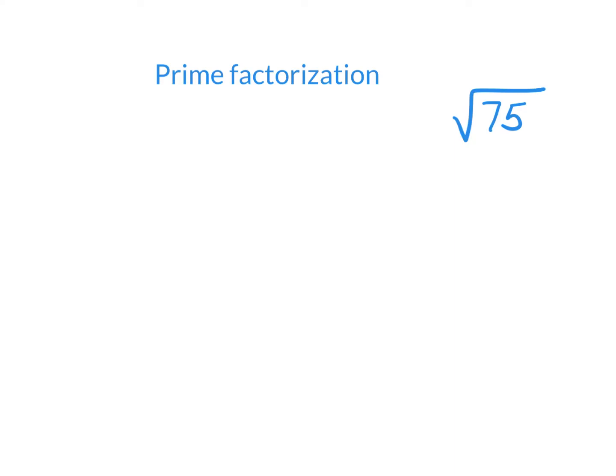Hello everyone. We're going to see two ways to simplify a square root. I'm going to start with prime factorization. Now what I want to do is take my number that I'm breaking down and break it into any factors that I recognize. So 75, I see that that's going to be rewritten as 3 times 25.